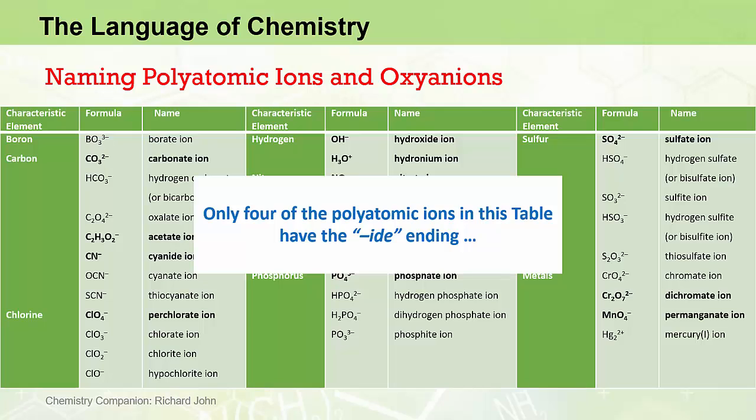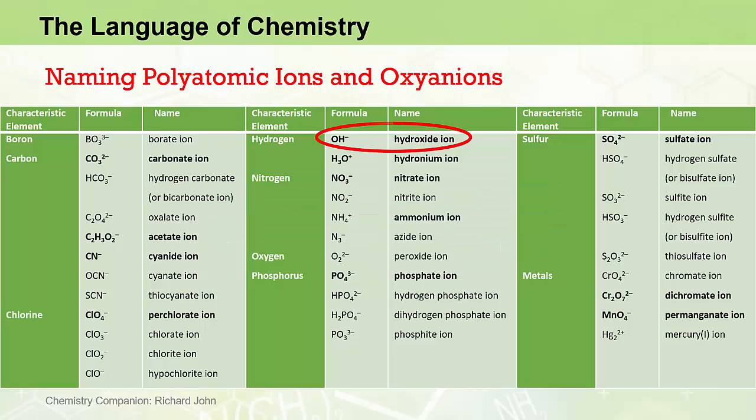Only 4 of the polyatomic ions listed in this table have the "ide" ending: the hydroxide ion, OH-, the cyanide ion, CN-, the peroxide ion, O2 2-, and the azide ion, N3-. The naming of these ions comes from historical precedents. The hydroxide ion is the most important of these to remember.